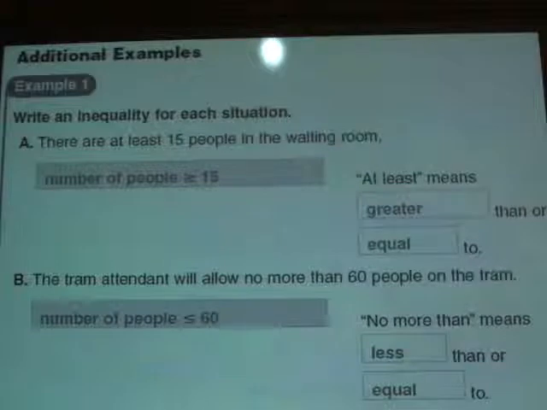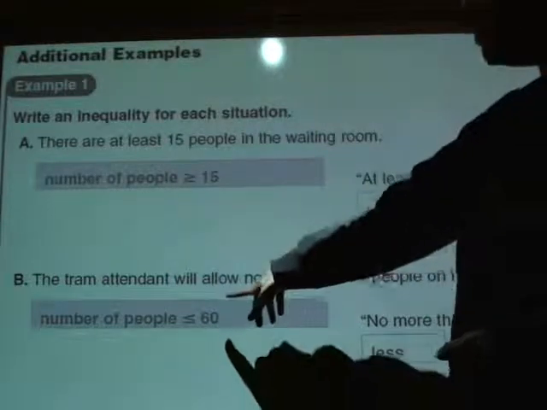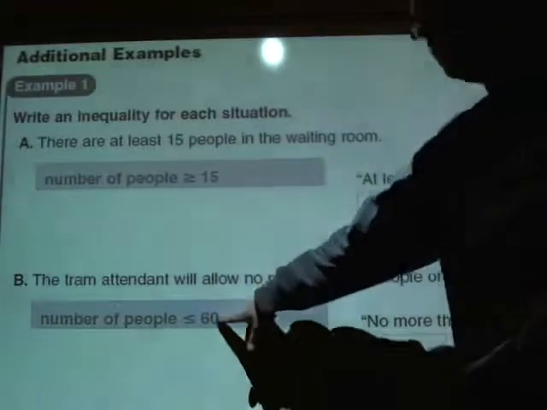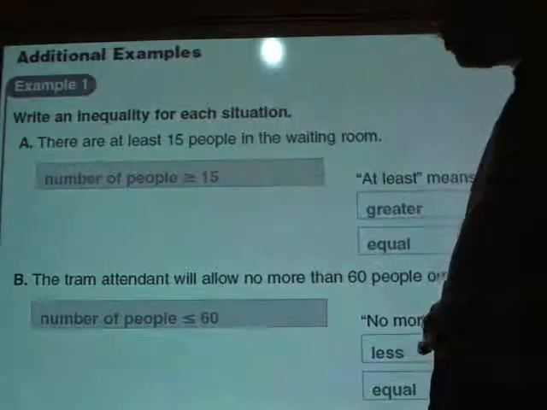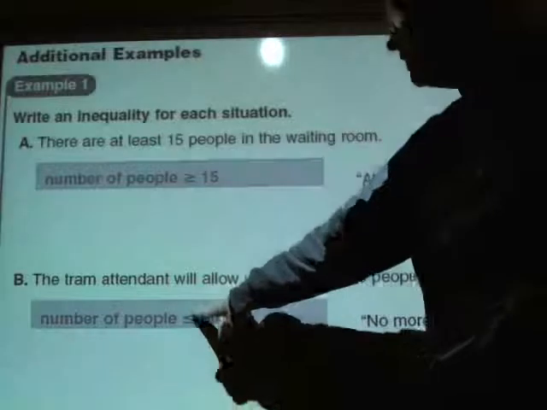B, the tram attendant will allow no more than 60 people on the tram. So that means there could be exactly 60 people on the tram, or some smaller figure, 59, 58, 57, 56 people on the tram, something in that area. So here we're going to say that the number of people is less than or equal to 60. Because again, it could be exactly 60, which is what the line underneath means, equal to exactly, or it's some smaller amount when we put less than in.